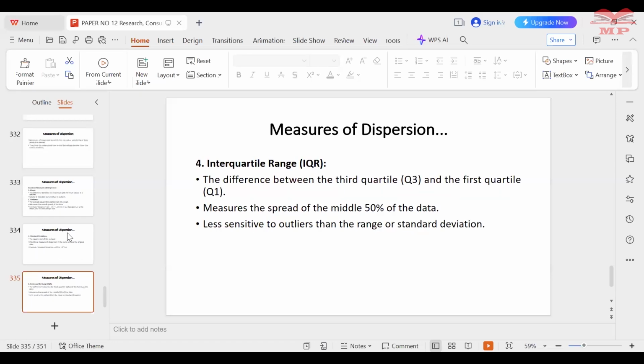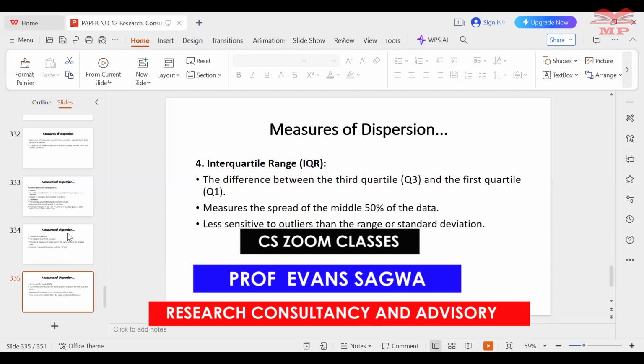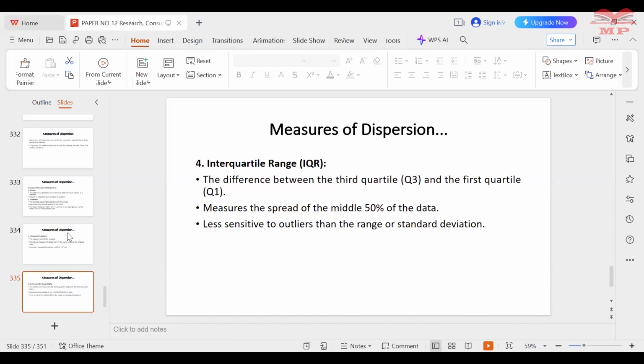And then we have the interquartile range. This measures spread using quartiles: the difference between the third quartile, Q3, and the first quartile, Q1. It measures the spread of the middle 50% of the data. This is less sensitive to outliers than the range or standard deviation.